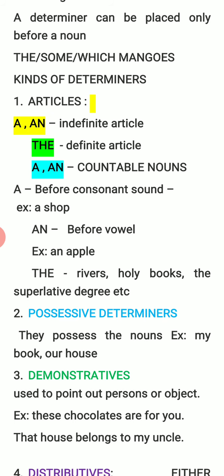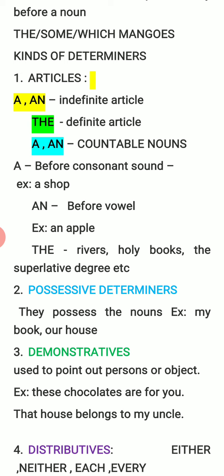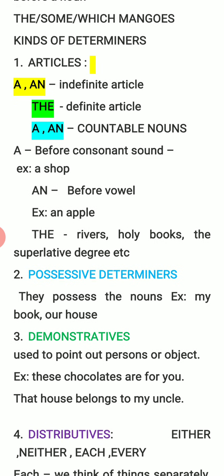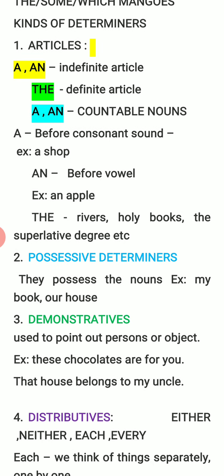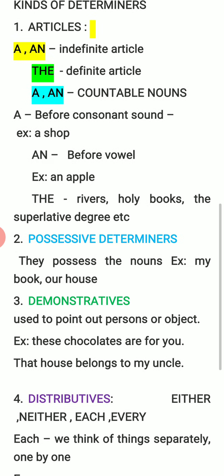Next come the possessive determiners. What is the meaning of possessive? Possessive means which belongs to you, the words which possess the nouns. Example is my book. This is my book. My means it belongs to the person. Your house.